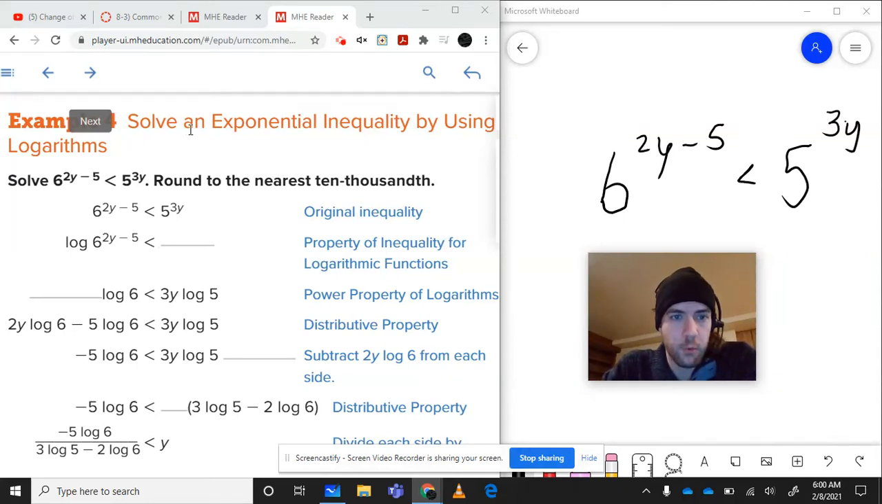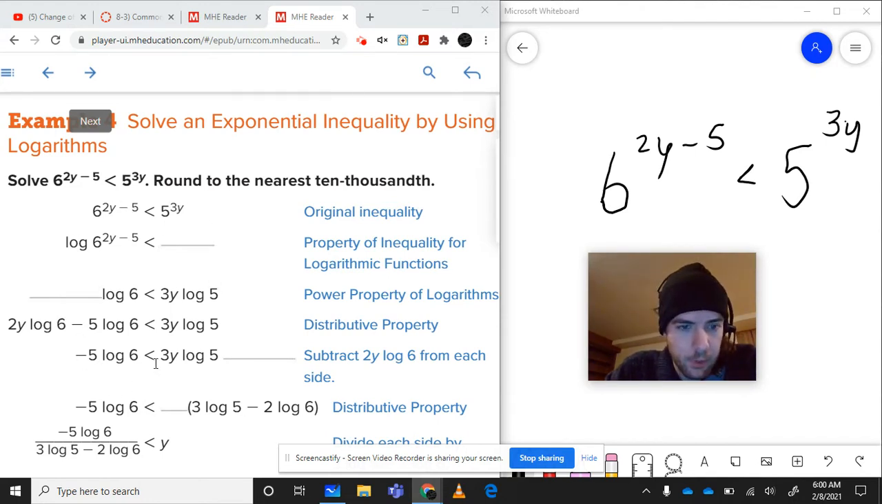Okay, here on example 4, we want to try to solve an exponential inequality by using logarithms. The fact that it's an inequality doesn't really add anything to it. It could have just as well been an equality. However, we're going to go through the steps and see how we would manipulate this kind of expression to get down to a solution.